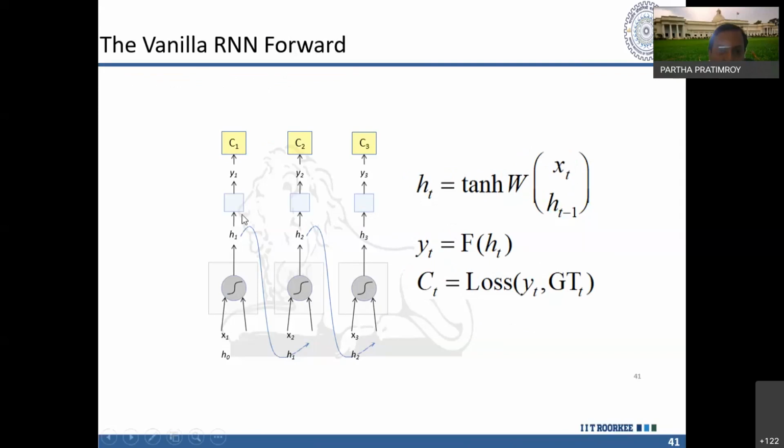If I do not consider the second and third one, only this first one, can you consider that is a multi-layer perceptron? Only the first part. Everyone, can you understand this is a multi-layer perceptron? Simple.